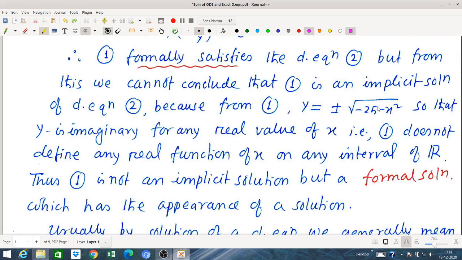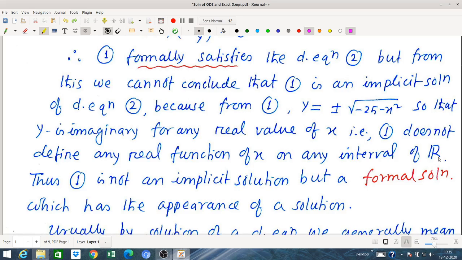For any real value of x, the expression under the root is negative. So y is imaginary for any real value of x. That is, relation number 1 does not define any real function of x. By solution, generally we should mean a real function. But here this relation does not define any real function of x.